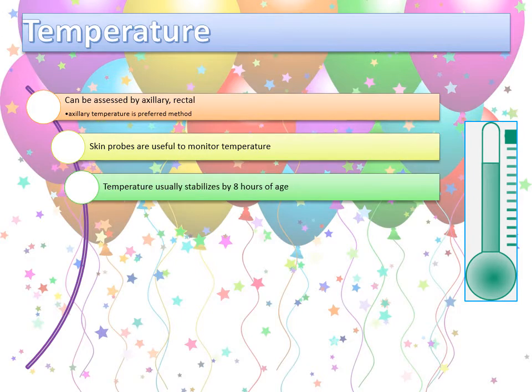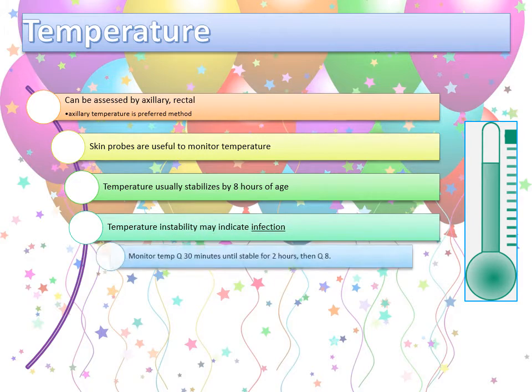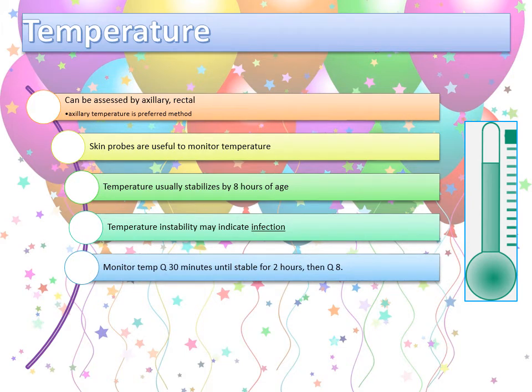Usually the temperature will stabilize by 8 hours of age. If the neonate experiences a temperature instability, this may indicate an infection. The nurse will monitor the temperature every 30 minutes until stable for 2 hours, and then it will be conducted every 8 hours.